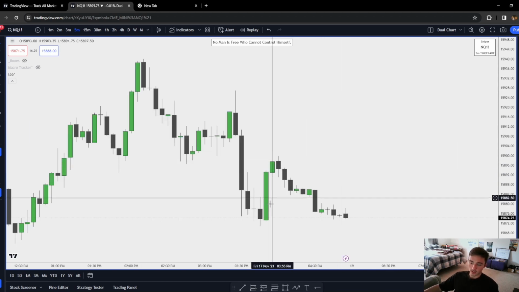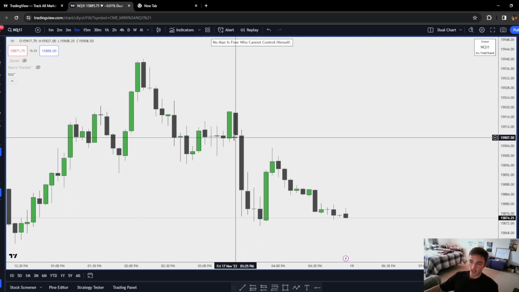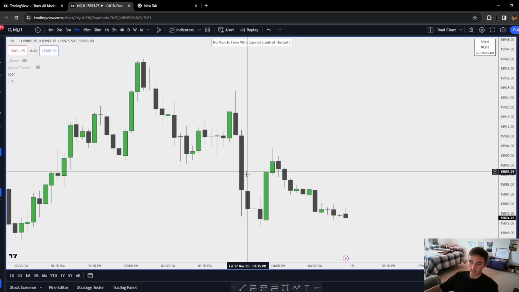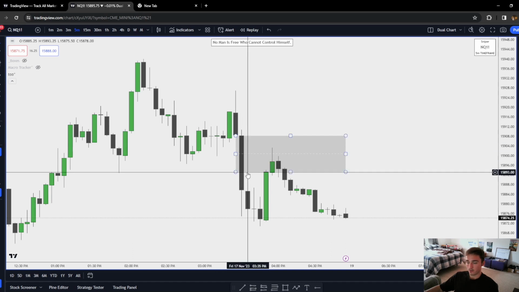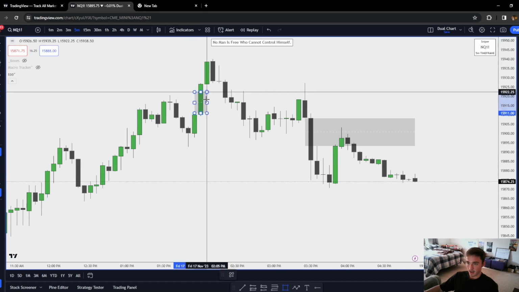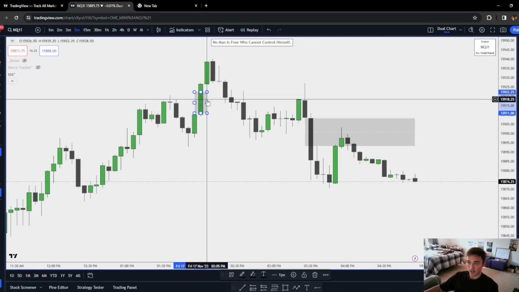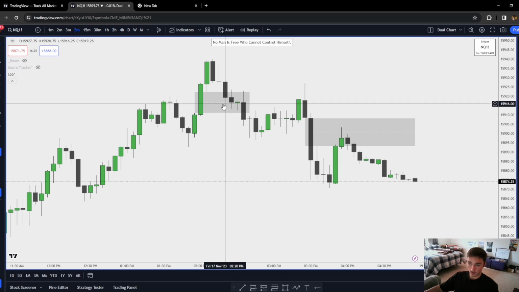So first off, what is a fair value gap? A fair value gap is a 3-candle pattern. If we are bearish, it's whenever the first candle's low does not violate the third candle's high. So right here we have a bearish fair value gap where this candle's low does not overlap with this candle's high. Bullish fair value gap, this high does not violate or overlap with this candle's low. Bullish fair value gap here.